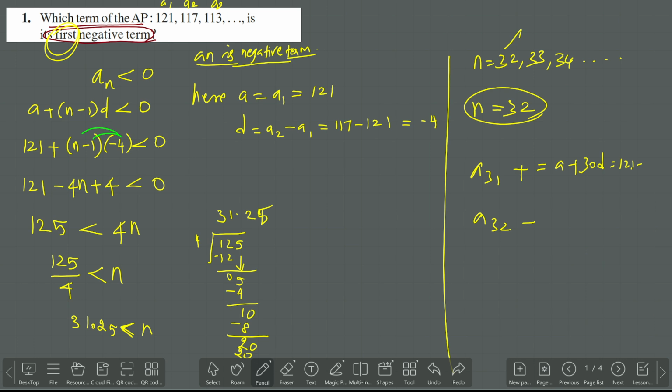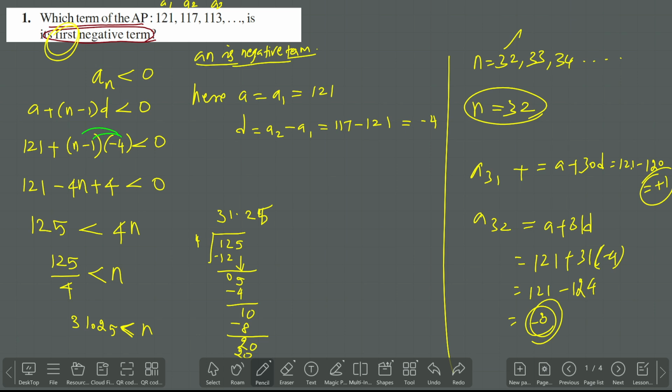Minus 120. What I am getting? Positive 1. Have you noticed it? Positive 1. And here, what will I be getting? A plus 31D. So A value 121 plus 31 into minus 4. You multiply. So what am I getting? 4 ones are 4, 3 fours are 124. What am I getting? Minus 3. Negative. Here positive, here negative.